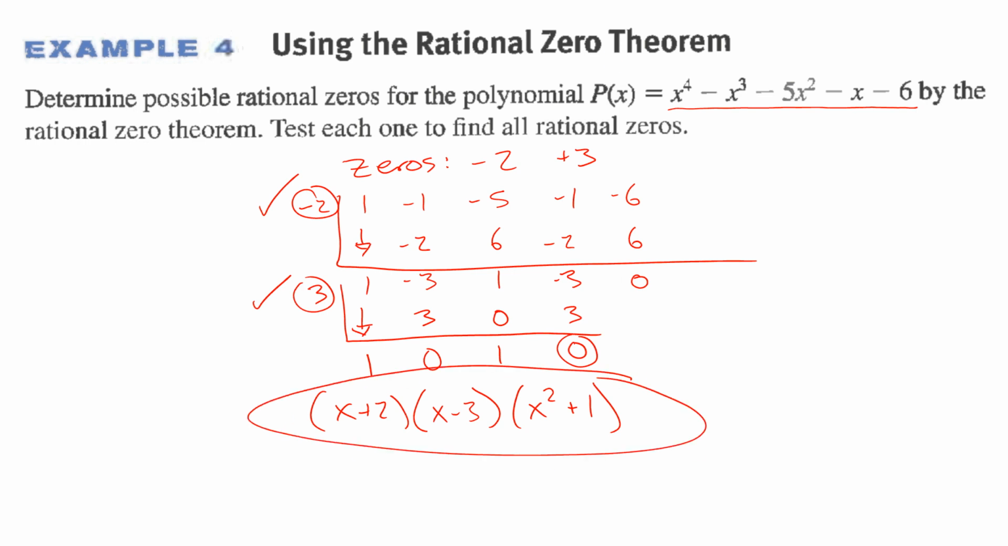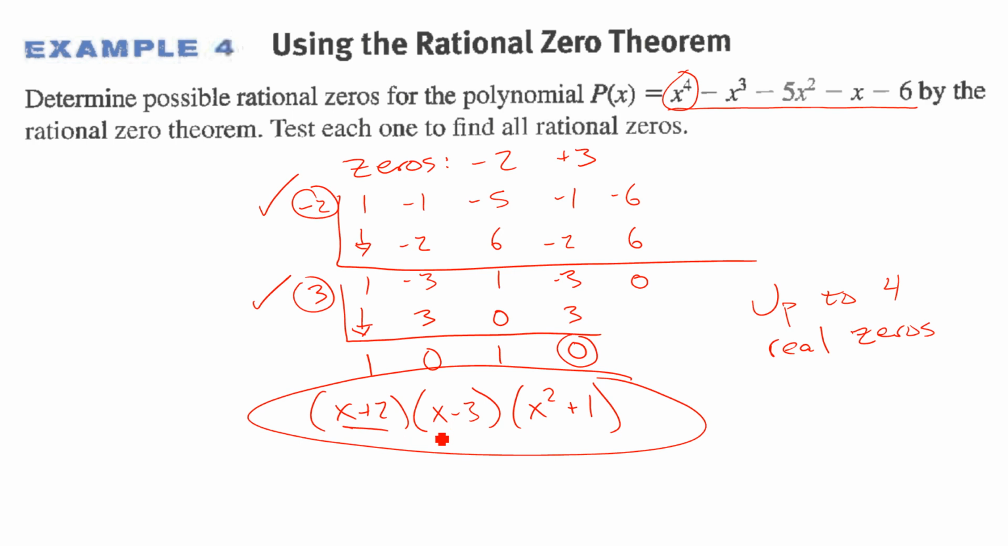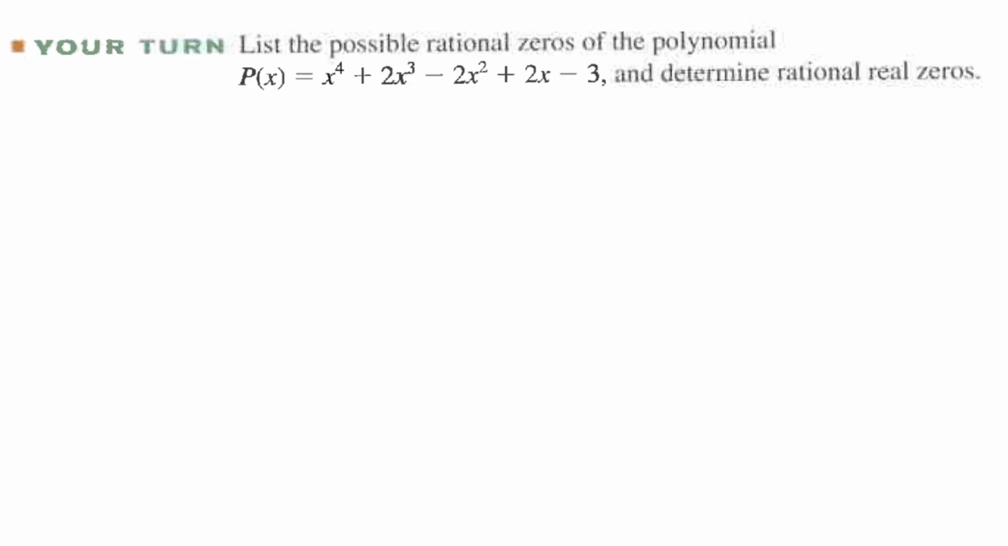And so you'll notice that this is an x to the 4th problem. So we can have up to 4 real zeros. Now real means it's going to cross the x-axis. Okay, so real zeros. When we look at our graph, it only crosses in 2 places. So we know that we have 2 real and then 2 more because of the x squared, and these are going to be imaginary. We'll deal with that in the next video. All right, your turn. See if you can do this.